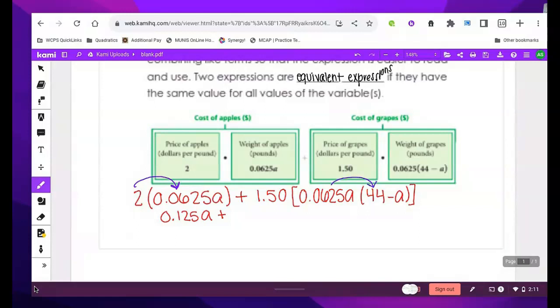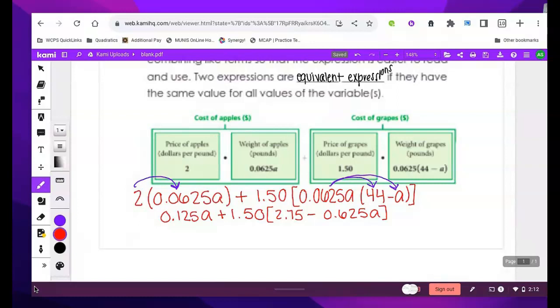So our 0.625a is on the outside. We're going to multiply that by 44, and then we're going to multiply it by negative a. So the 1.50 stays the same for now, and then we keep the brackets. And then when we do 0.625a times 44, we get 2.75 minus, now we're going to do 0.625a times a, and we get 0.625a. Then we end it with the bracket.